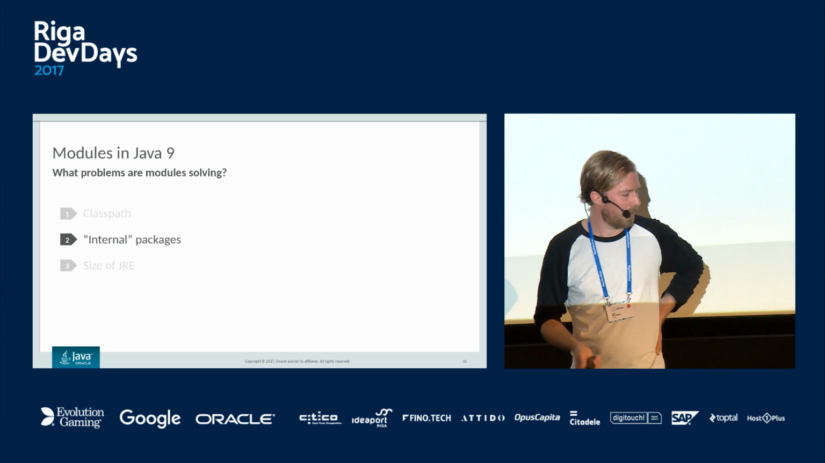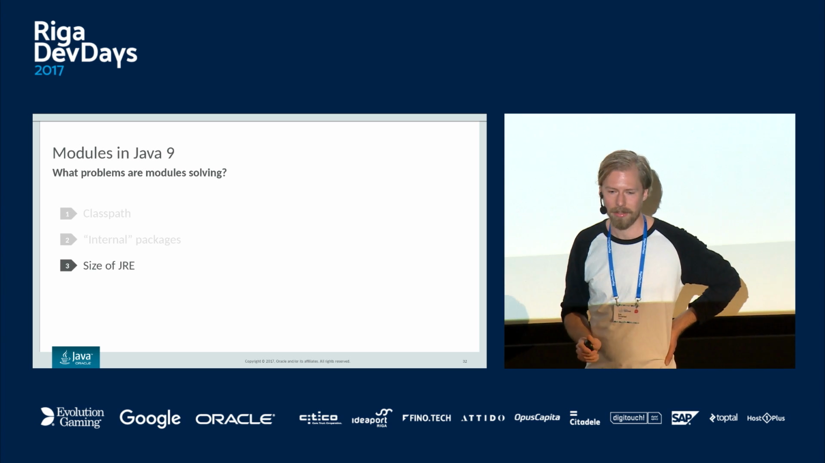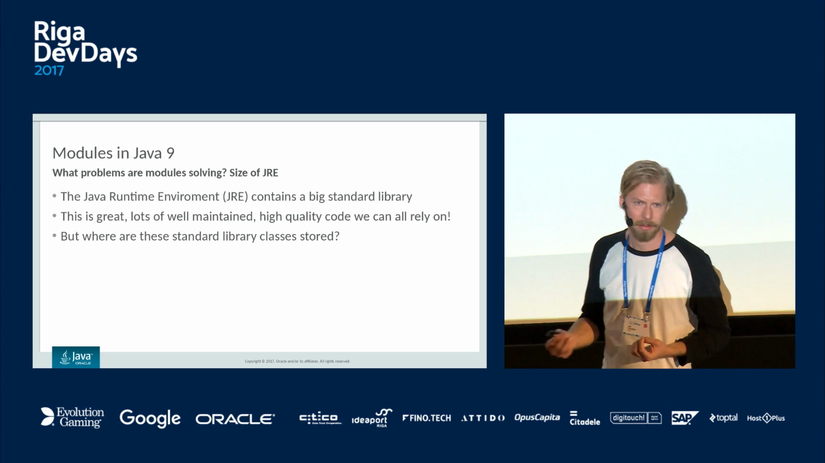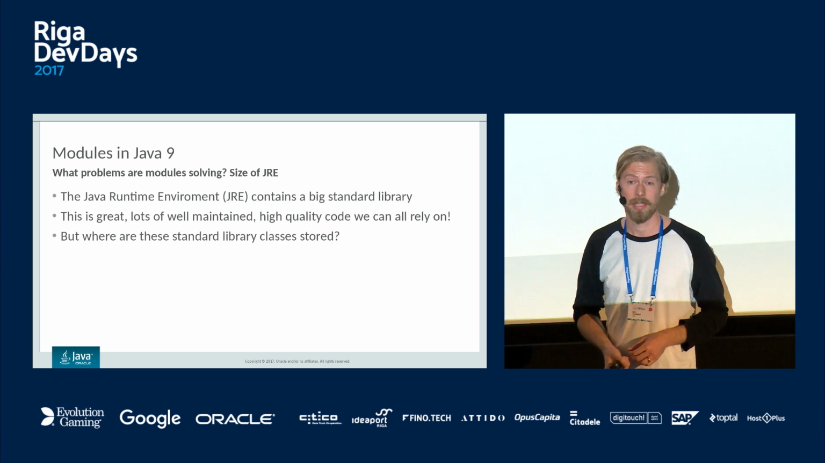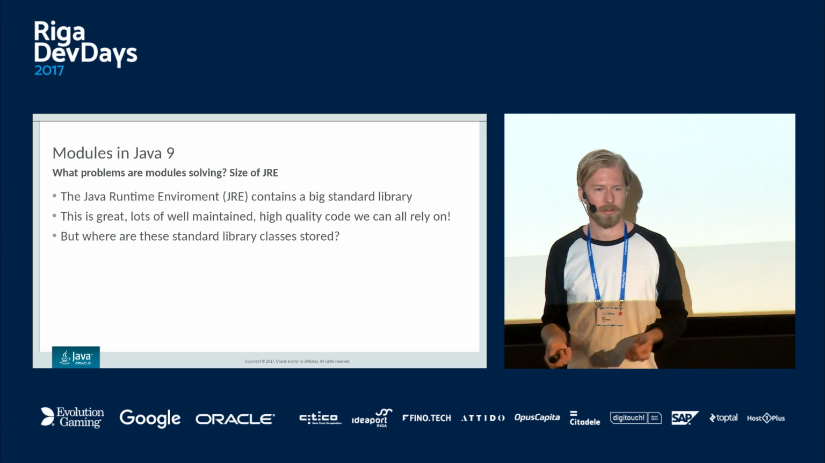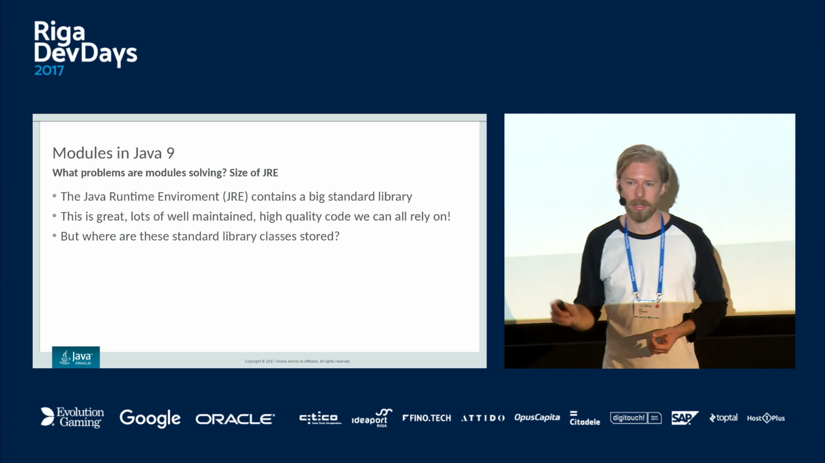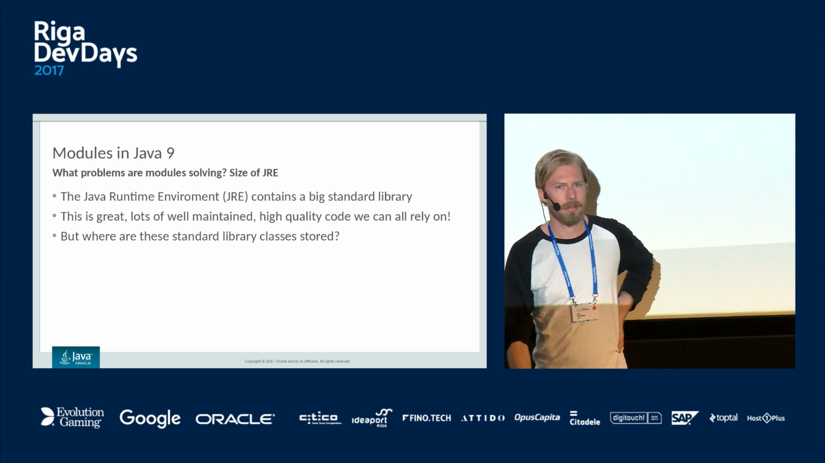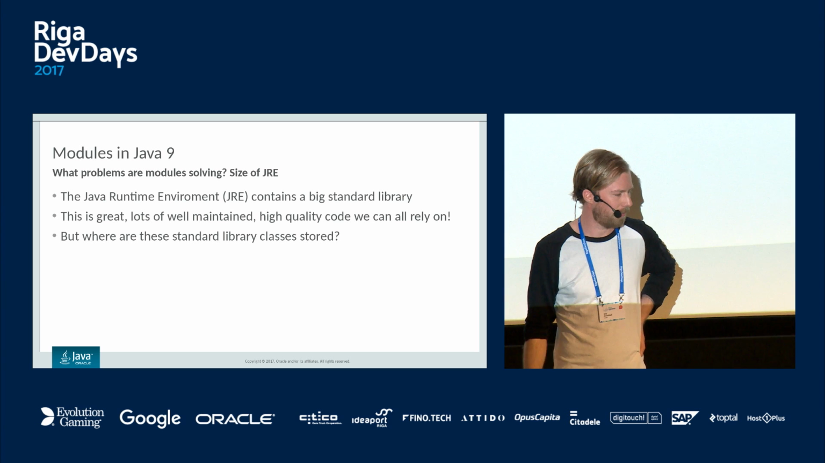And finally, we're going to look a little bit at the size of the JRE itself. So the Java runtime environment contains a fairly big standard library. And this is great. We get lots of well-maintained, high-performance code that's ready to use, ready to go, supported. But where are these standard library classes stored? Because there are quite a few of them.